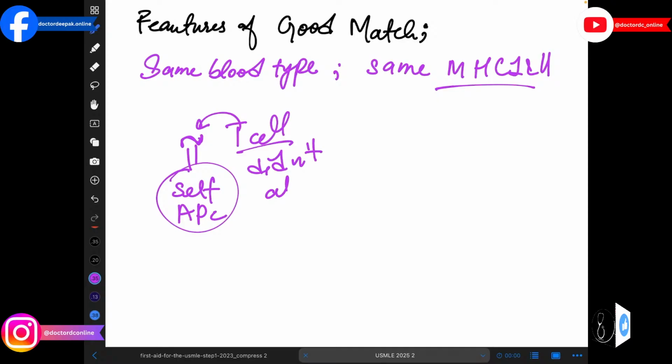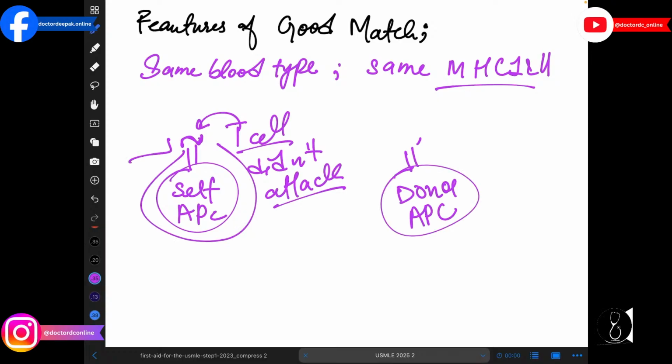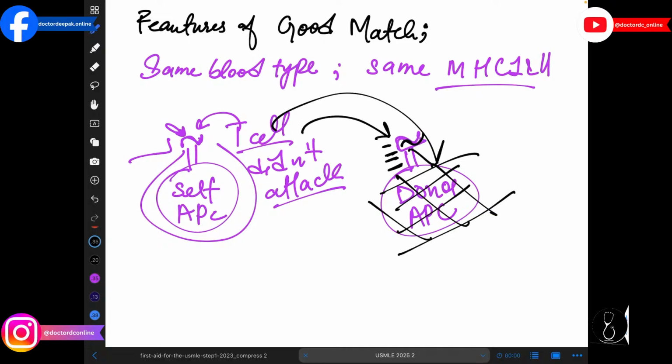Self antigen should be matched with the host antigen. So the donor and the antigen present should have the same type of antigen that the host has. Because if the donor antigen is not the same, when the T cell comes and does not recognize it, and feels it does not belong to its own body, it will attack and destroy the donor part as a foreign body.